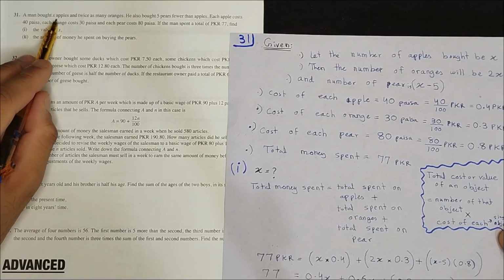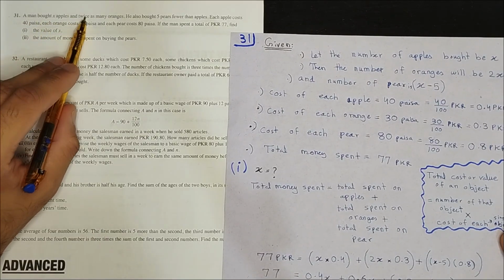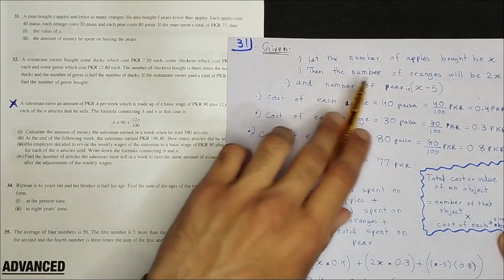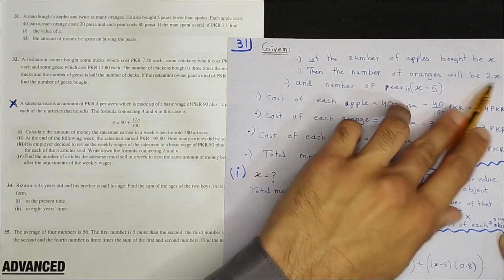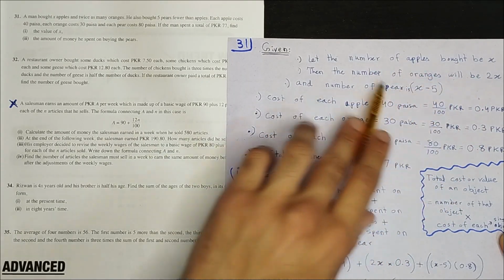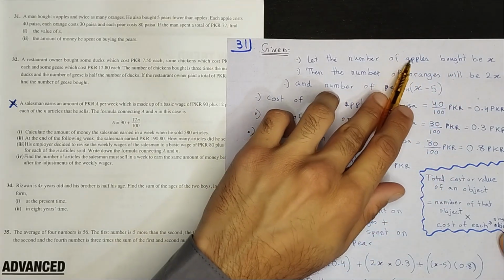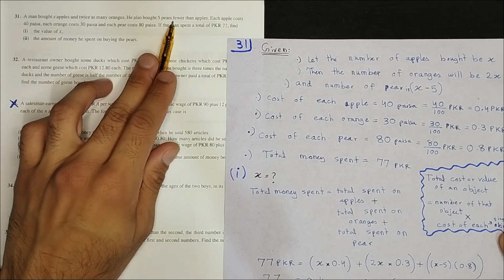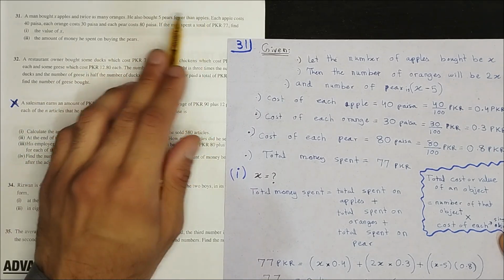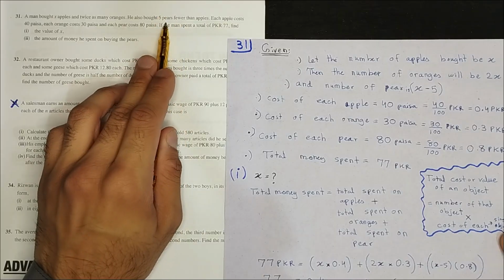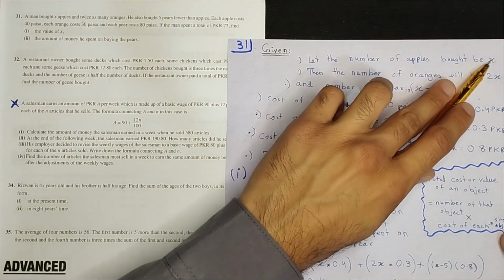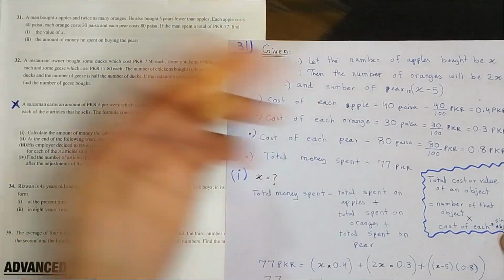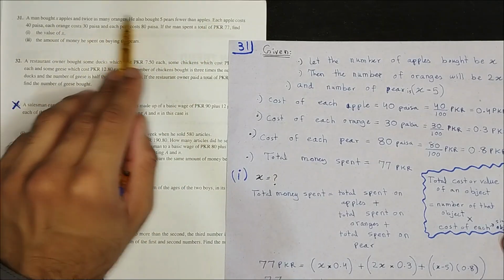It says a man bought x number of apples and twice as many oranges. So we're going to say let the number of apples be x, and then the number of oranges is going to be 2x, because that's twice of what the number of apples are. He also bought 5 pears fewer than oranges. Fewer means less. 5 pears less than the apples. Apples is x, so that means the number of pears that he bought is x minus 5. That's the basic information given to us in the first 2 sentences.